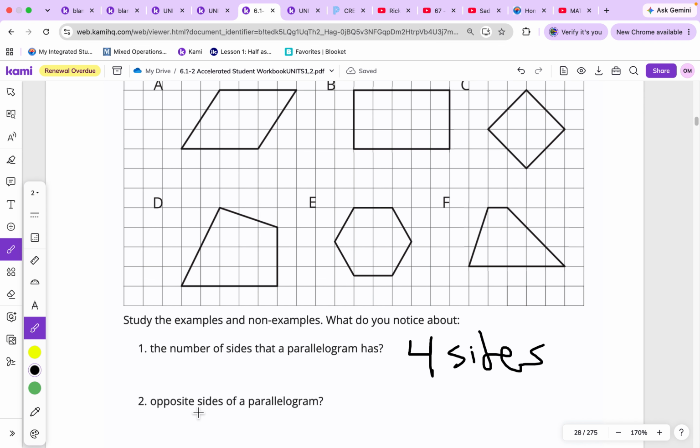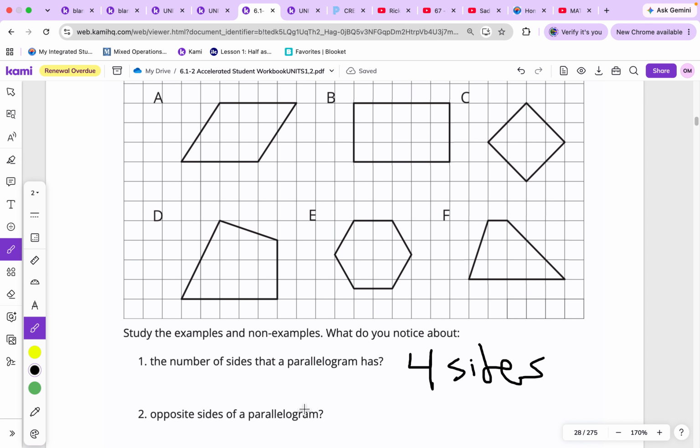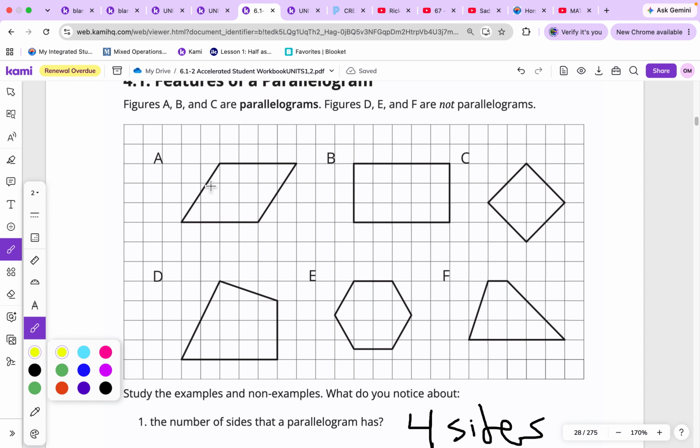Number two, opposite sides of a parallelogram. So the opposite sides of a parallelogram, for example, this side and its opposite side, they are parallel. If these sides were to continue on in both directions, they would never meet, they would never touch. So they are parallel. The same is true with these two opposite sides.